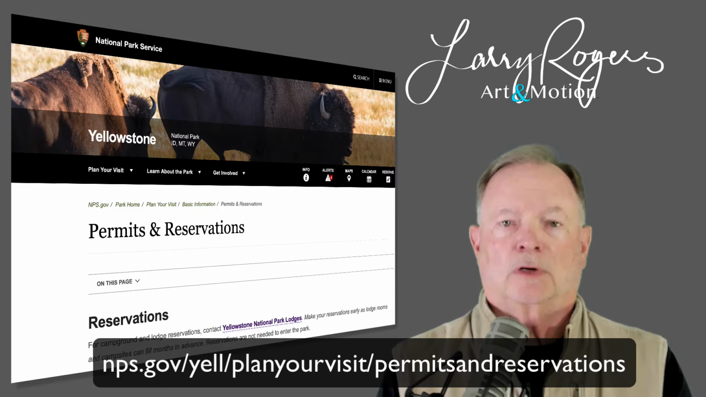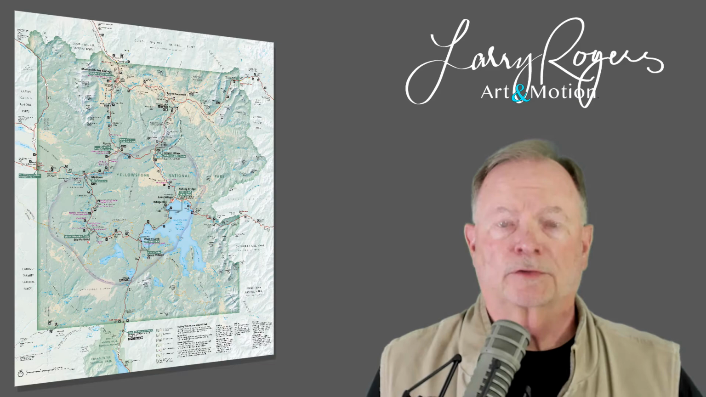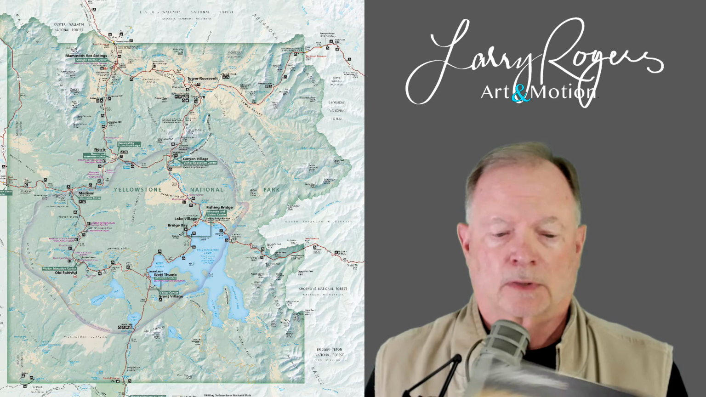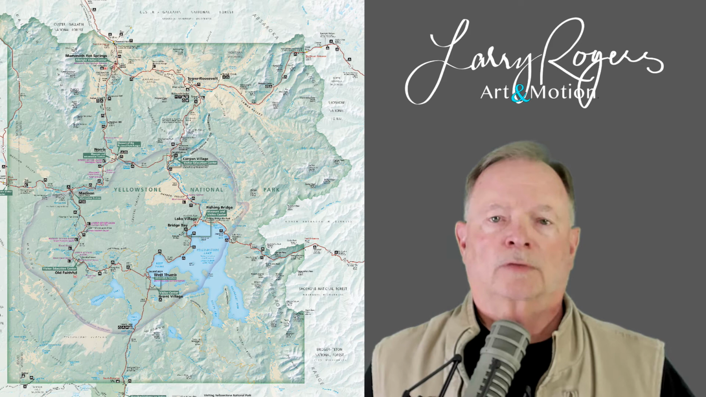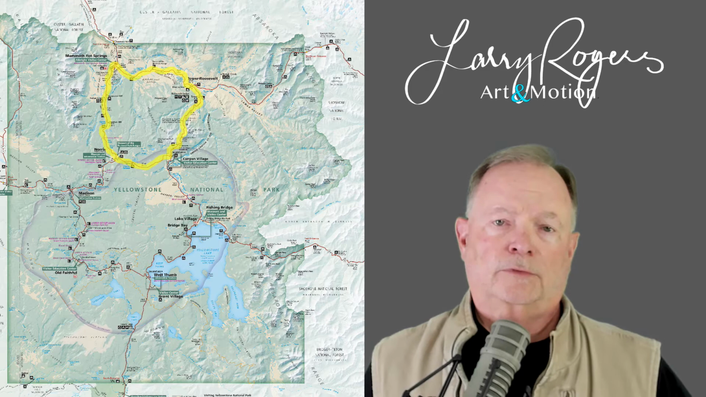Here is a brief overview of the Yellowstone National Park highway system. Each day as you come into the park, you'll receive a map that looks something like this one. On the screen is the interior of that map. The roadway system around Yellowstone consists primarily of two loop roads. There's a north loop road and there's a south loop road.